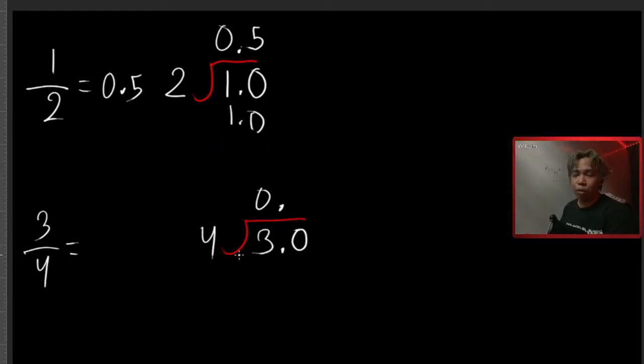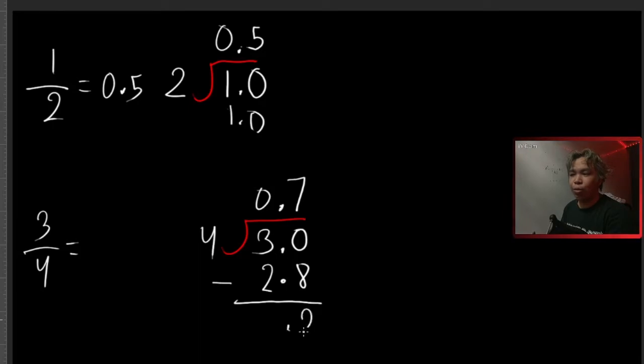Ilang 4 meron sa 30? 7. And then, 7 times 4 is 28. Pero, ang sulat nyo, 2.8. Okay? And then, minus nyo, ang sagot, 0.2. Tapos, maglagay pa kayo ulit ng 0. Parang normal na division lang. Kung marunong na kayo mag-divide, madali na to.